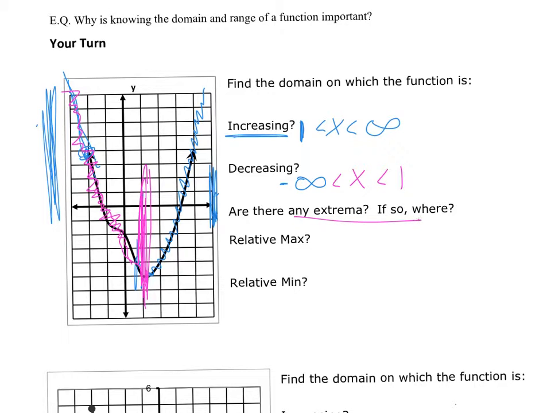Are there any extrema? Remember, that's highs and low points where the graph turns around. Yes. I have a relative min right here. There are no high points where the graph turns around, so there are no relative max. Your relative min is to the right 1 and down 1, 2, 3, 4, 5. So to the right 1, down 5 is your relative min. Next graph.